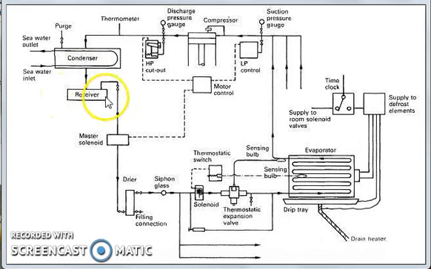The receiver has a gauge glass also, to see how much refrigerant is present. Whenever you go for your watch and you take a round, you should see how much refrigerant is present in the gauge glass. From the receiver, it goes to the master solenoid if it is present in the system, and then to the dryer.